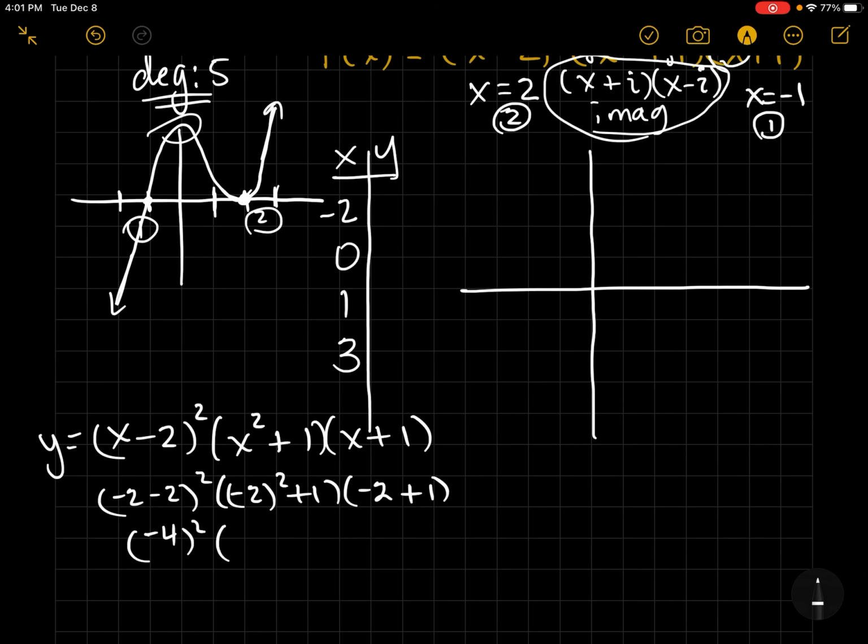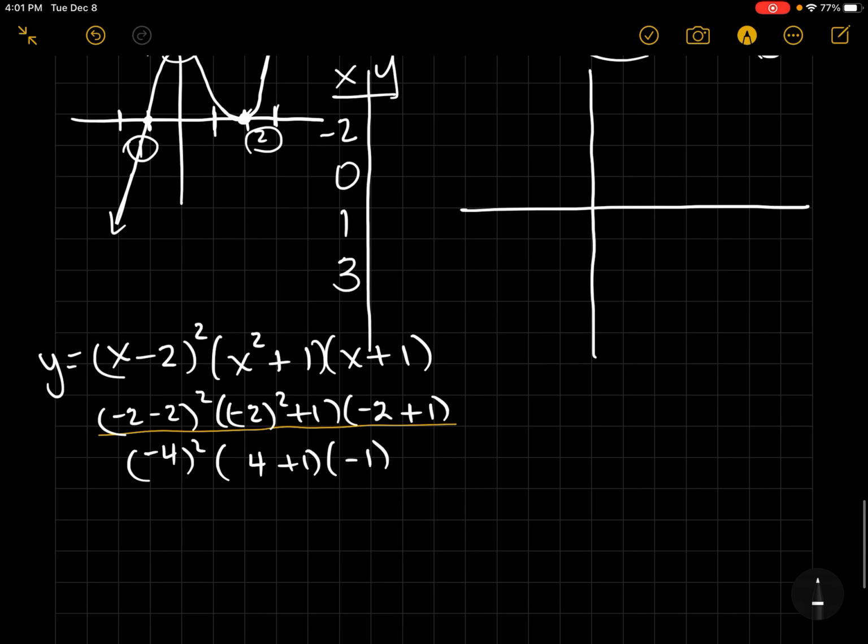Negative 4 squared, and this is positive 4 plus 1. And this is all multiplied together times negative 1. So that's going to be 16 times 5 times negative 1. That's really big. So I don't even have to worry about that. That's negative 90. So at negative 2, this graph is super steep.